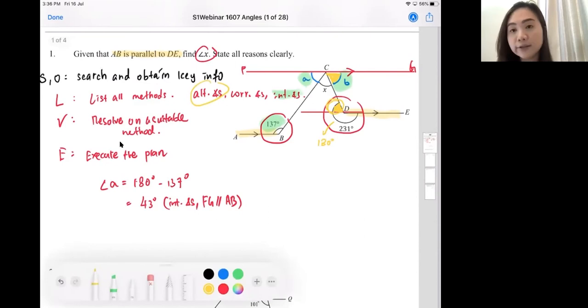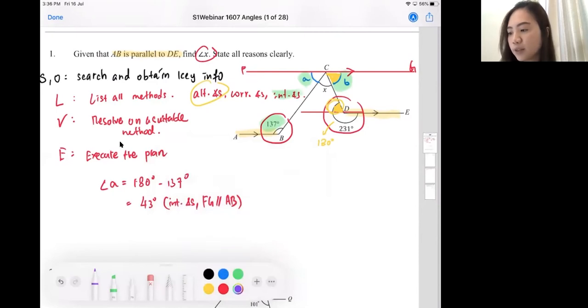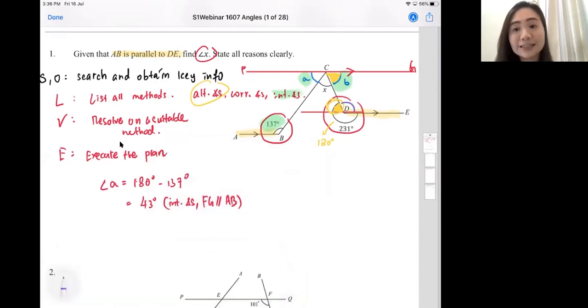So another possible way is to take angles at a point. That means you take 360 minus 231 to get this angle here, CDE. After we have found this CDE, we use interior angles. We know that interior angles add up to 180. So we can take 180 minus this angle CDE to give us B. Yes, we can do that as well.